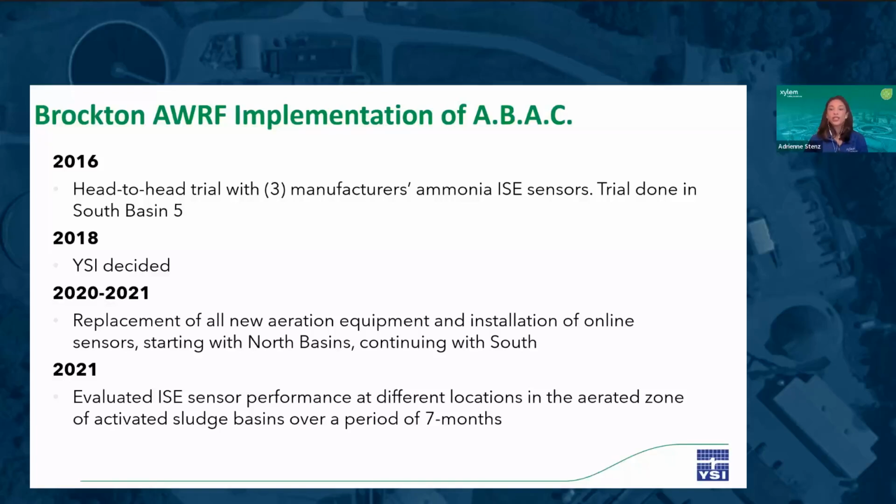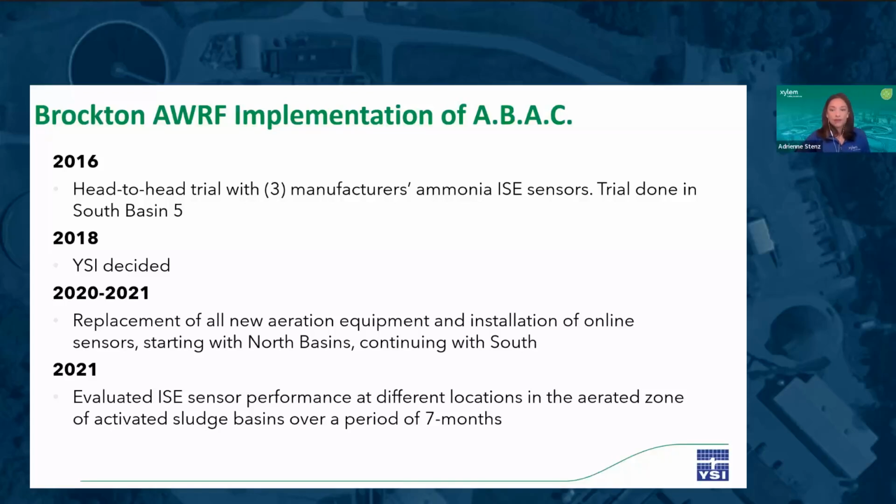In 2020 through 2021, all of the aeration basins were outfitted with new aeration equipment and online sensors, starting with the north basins and continuing with the south. In 2021, trials were done in South Basin 5 to determine the ideal sensor placement for the ammonia sensors used in the ammonia-based aeration control system, with trials being done for a period of 7 months.